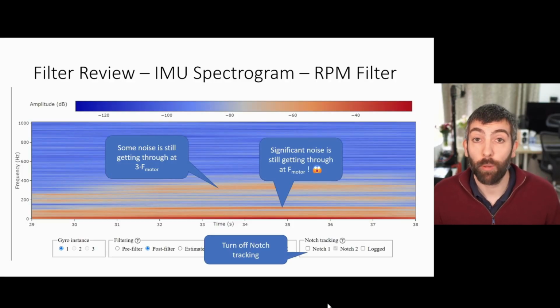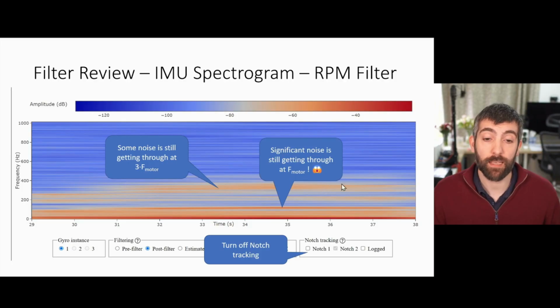Now that we're looking at the post-filter data, go ahead and turn off notch tracking so that you can clearly see how much noise is getting through your filter bank and being passed onto the PID loop. In my case, you can see that some noise is still getting through at 3 times the motor frequency, and quite a significant amount of noise is getting through at the fundamental motor frequency, despite the fact that we have RPM notches tracking these frequencies. This is not uncommon, and there are settings in ArduPilot that we can use to improve on this.